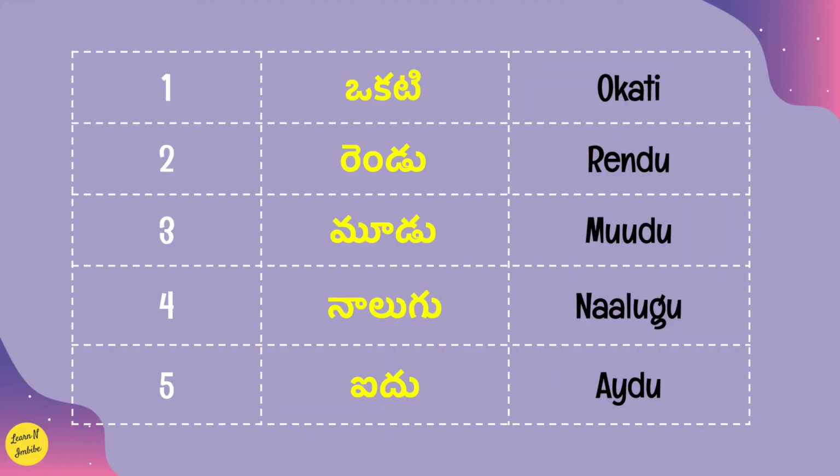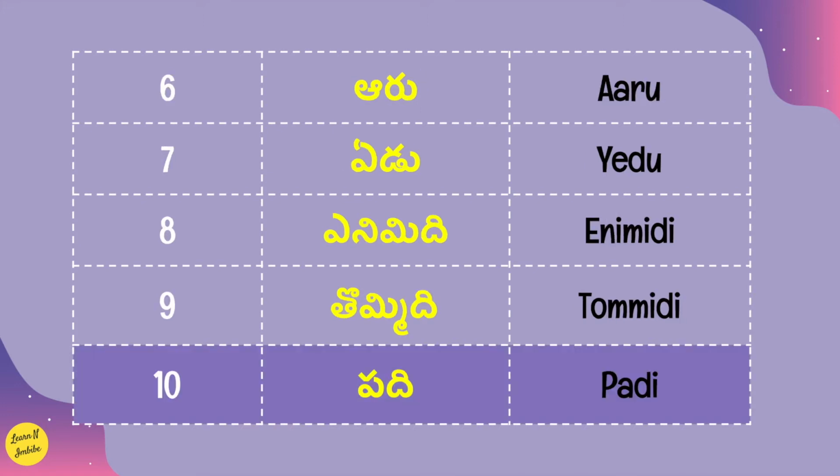At first, we will see the numbers 1 to 10, followed by 20, 30, 40, 50, and so on up to 90. 1, ఒకటి, 2, రెండు, 3, మూడు, 4, నాలుగు, 5, ఐదు, 6, ఆరు, 7, ఏడు, 8, ఎనిమిది, 9, తొమ్మిది, 10, పది. Now we'll see the numbers 20, 30, 40 and so on up to 90.